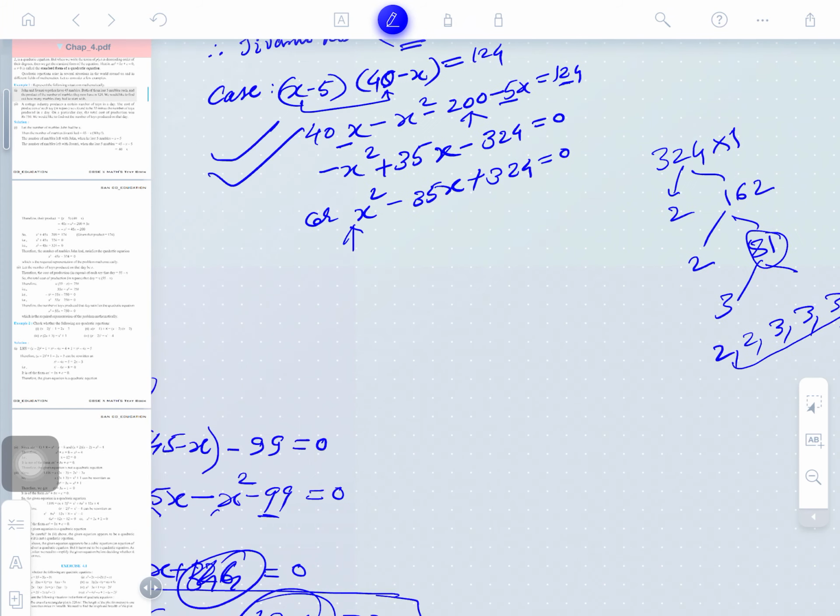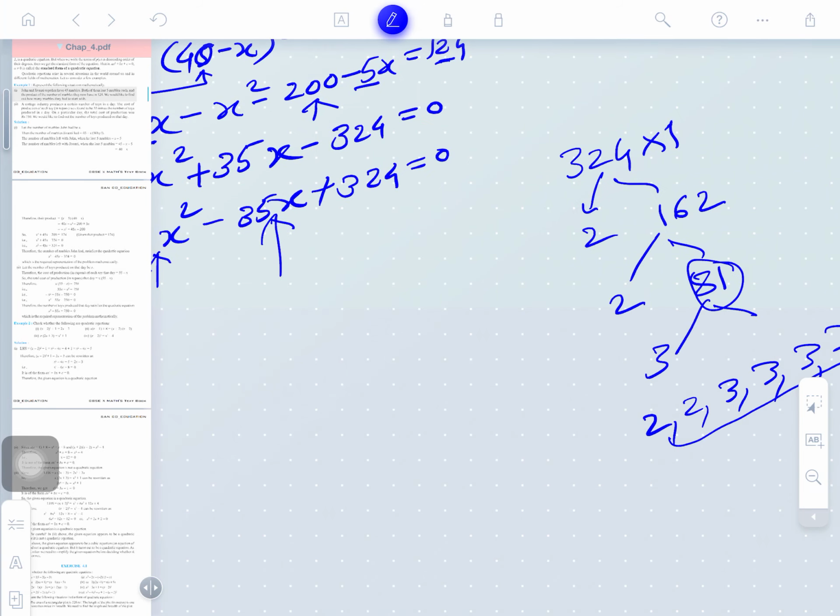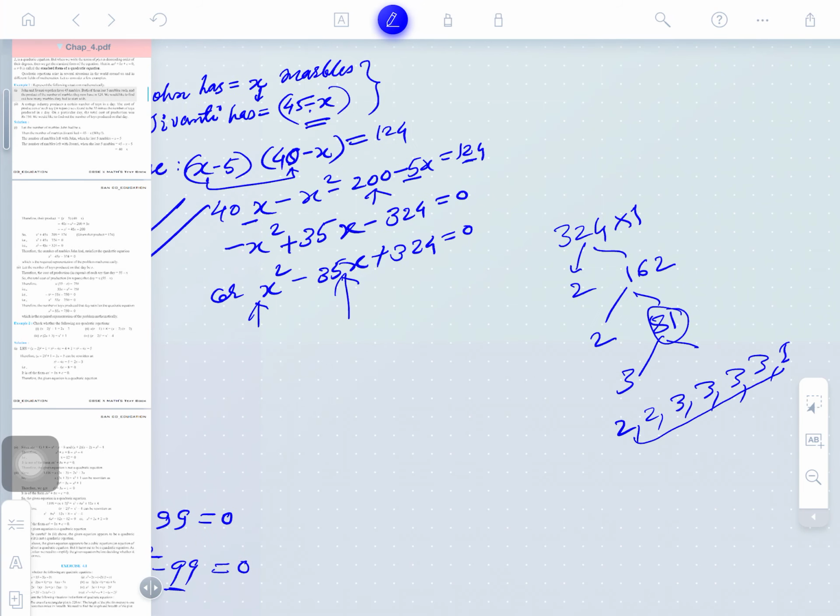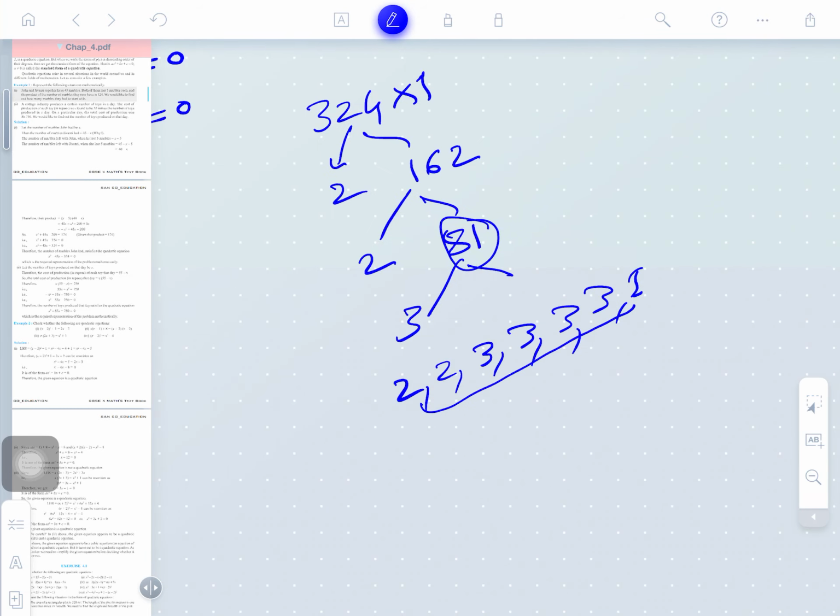From these numbers we have to make two factors such that their sum or difference must be 35. This is the trick, I am telling again. We first make a composite number from the coefficient of x square and the constant term. Clear? So this 324 is to be resolved in this manner.